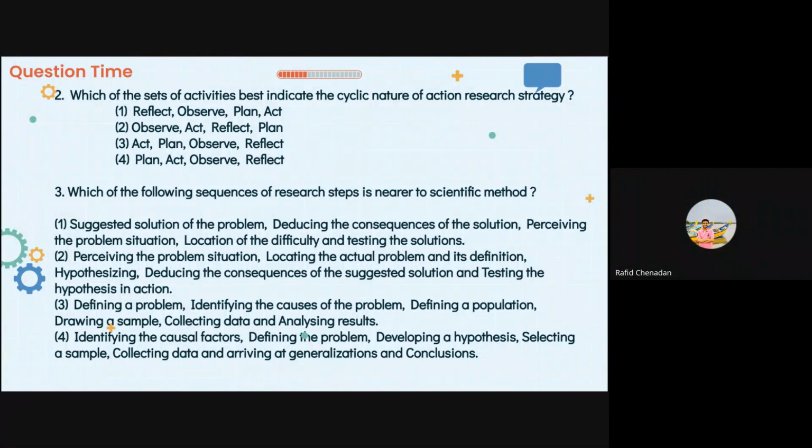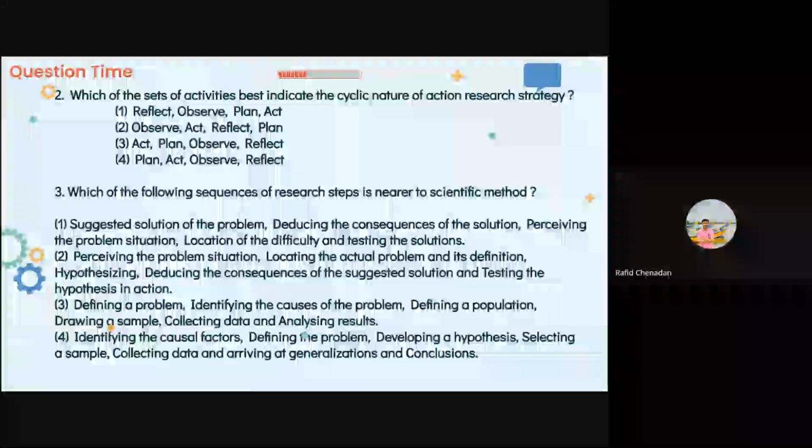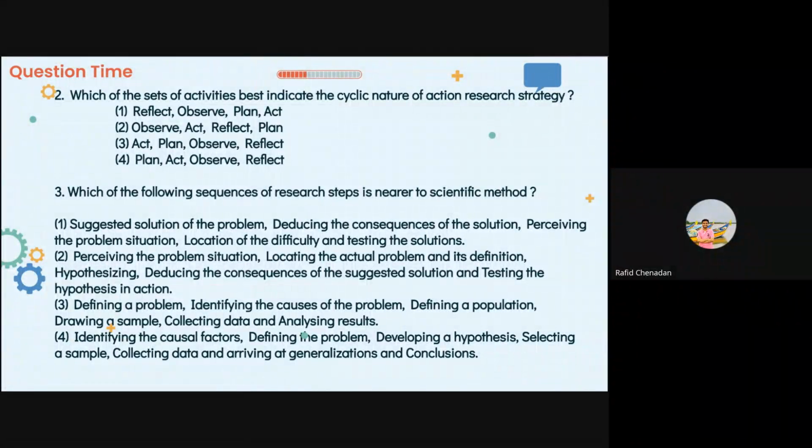So 2 people gave 4 already. Others? Everyone is for 4. Who is it? Somebody raised hands. Okay, there are people who answered 2 as well. The correct answer is 4.